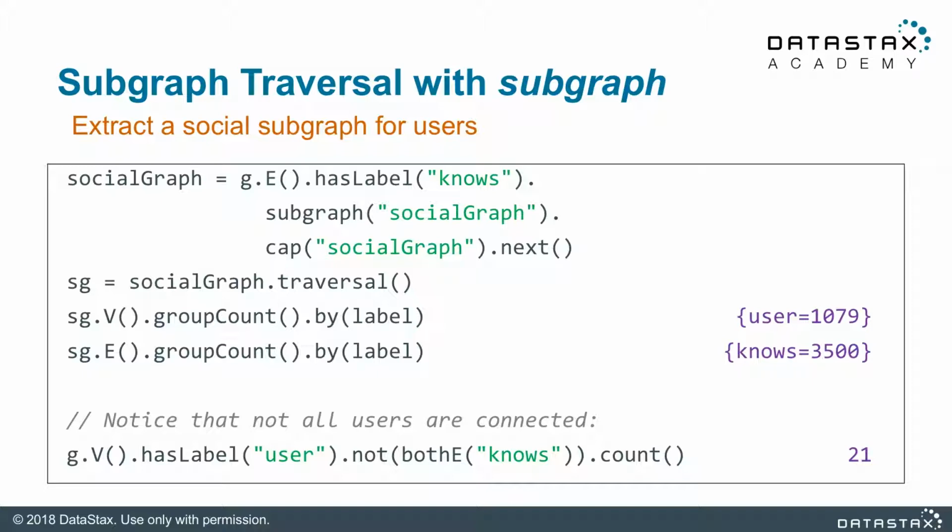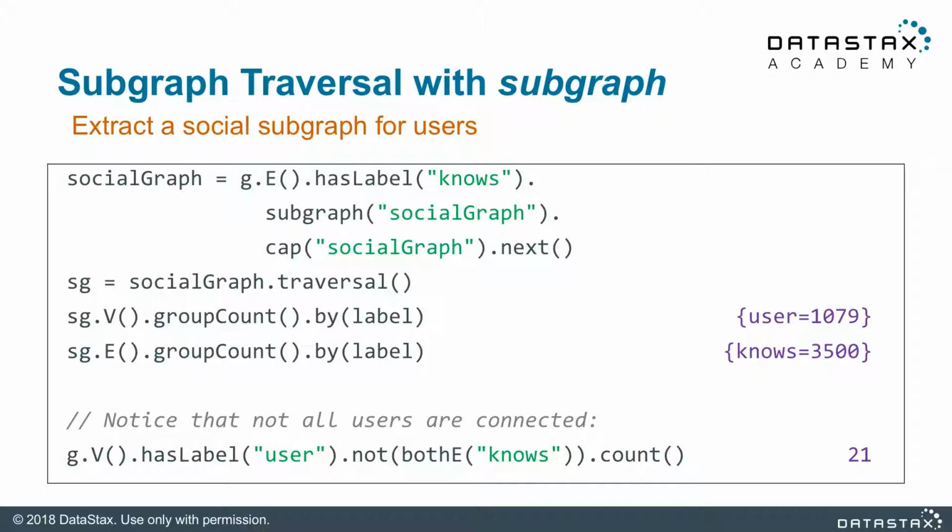After this, we cap the socialGraph, which means we make sure all of the traversers run and pass those traversers on to the next step in the traversal. Then we call next, which will access the actual subgraph object that we have computed. And that is what we're going to return. That is what this traversal returns into the identifier socialGraph.